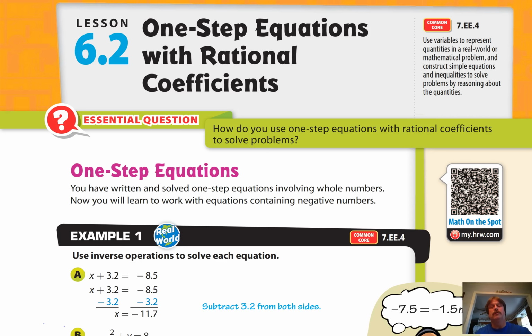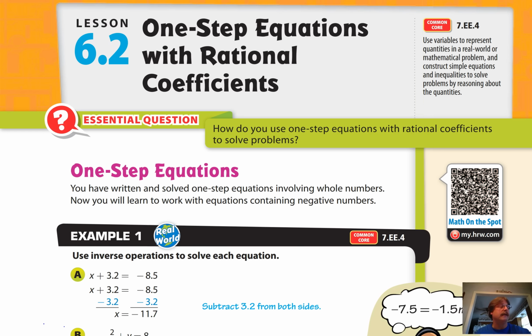Lesson 6.2, one-step equations with rational coefficients. We're going to talk about standard 7.EE.4, EE standing for expressions and equations. The essential question is, how do you use one-step equations with rational coefficients to solve problems? So what we're going to work on is writing and solving one-step equations with rational coefficients.